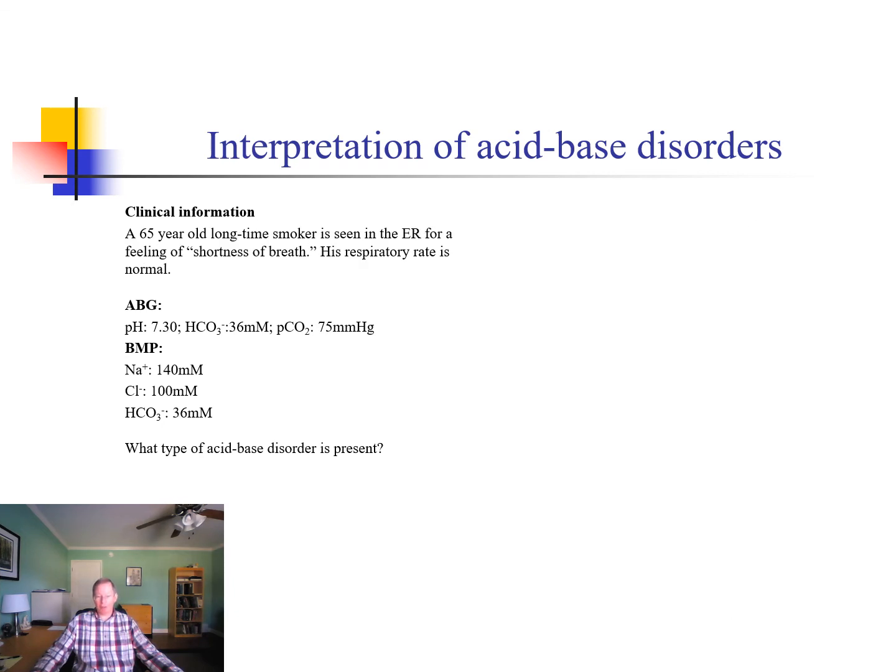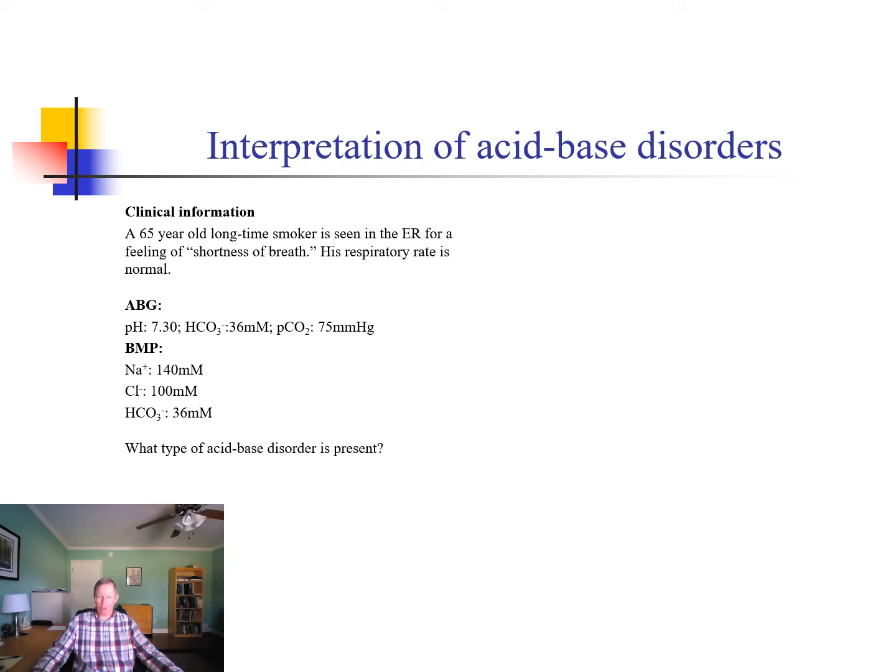So a 65-year-old long-term smoker is seen in the ER for feeling shortness of breath, and his respiratory rate is normal, but his arterial blood gas shows a pH of 7.30, a bicarbonate of 36, and a PCO2 of 75 millimeters of mercury.